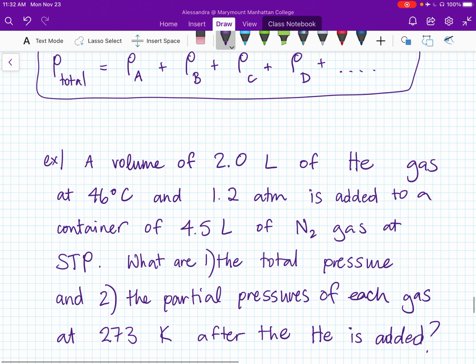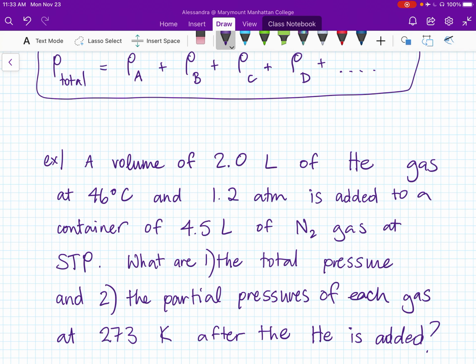A volume of 2 liters of helium gas at 46 degrees Celsius and 1.2 atmospheres of pressure is added to a container of 4.5 liters of nitrogen gas, which is at STP. Remember, STP is standard temperature and pressure. What is the total pressure of the mixture of two gases once we add them together? And what are the partial pressures of each gas at 273 Kelvin after the helium is added?